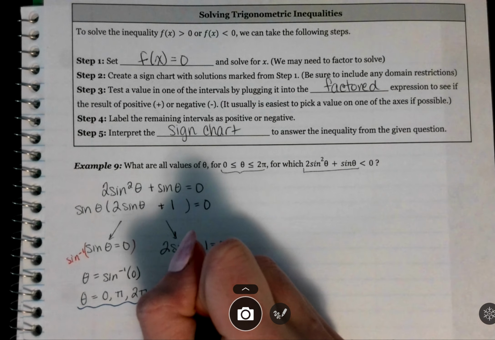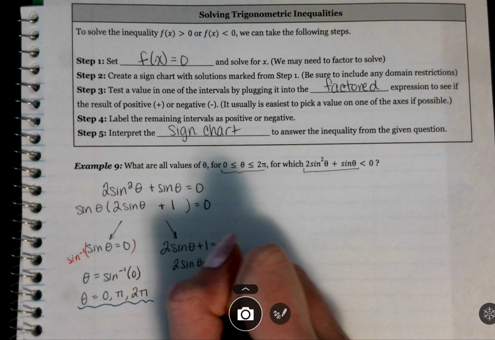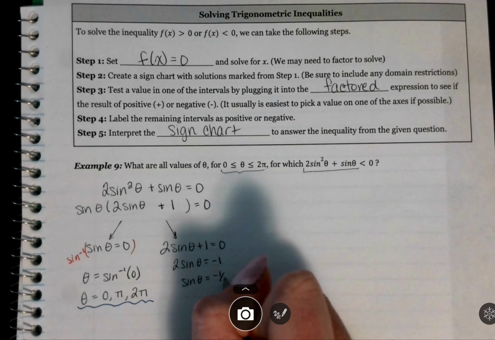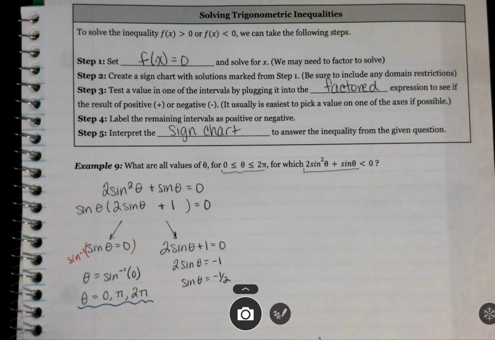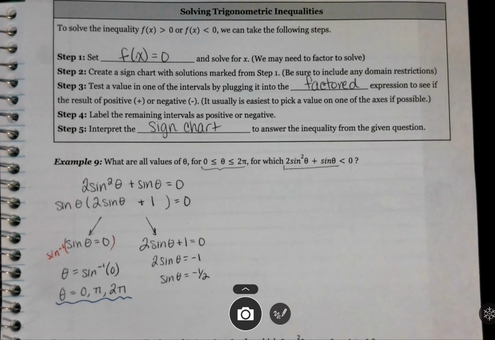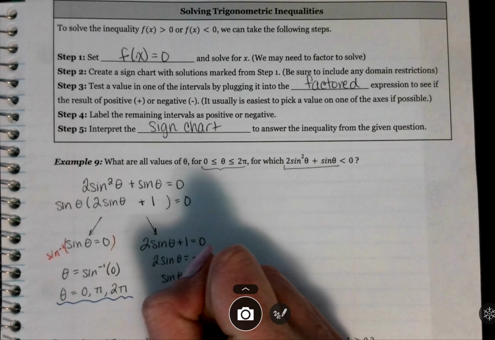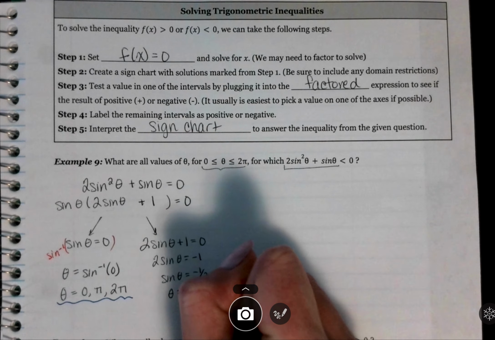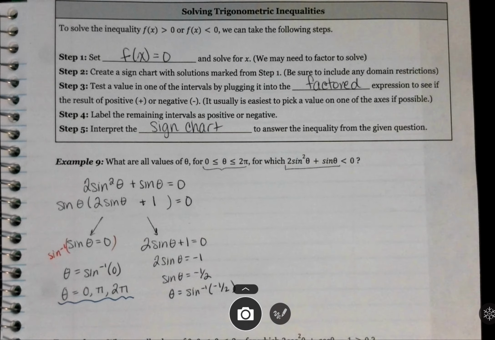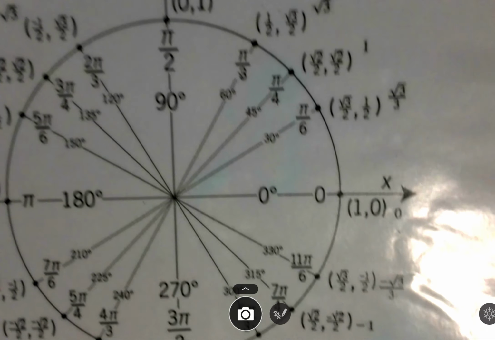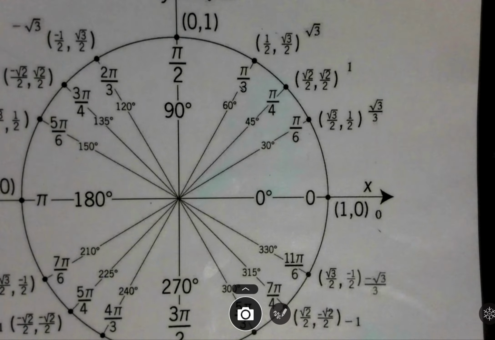So I'm going to subtract 1 from both sides. I have 2 sine of theta equals -1. Sine of theta equals -1/2 because I divided both sides by 2. And to get theta by itself, I'm going to take arc sine of both sides again, which just gives me theta equals arc sine of -1/2. Let's put that over. Arc sine of -1/2. I still want to look at my unit circle. So that means what angle produces a sine value of -1/2?